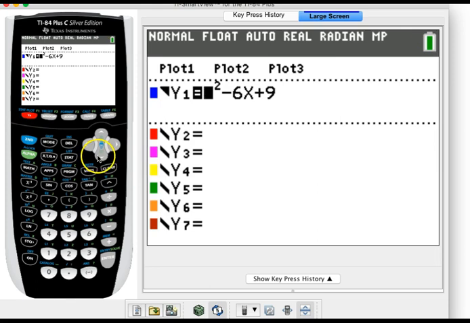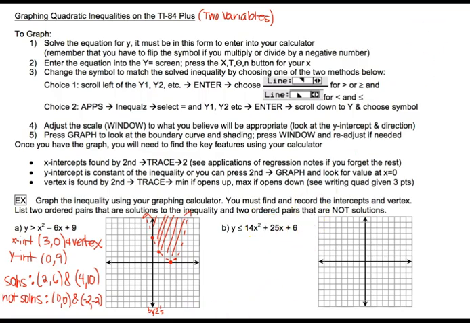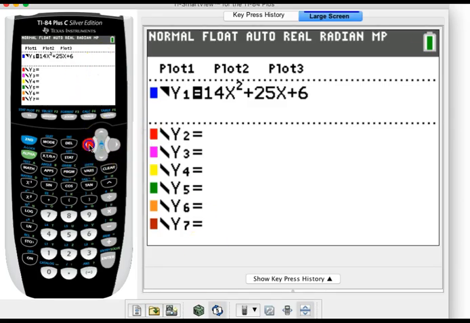So we have a new equation this time, so 14x squared. So I'm going to go back over here. 14x squared, and then plus, oops, not minus, plus 25x plus 6, I believe, yep. Okay, and this is a less than or equal to, so I need to change what I've got over here to the left of my equal sign.